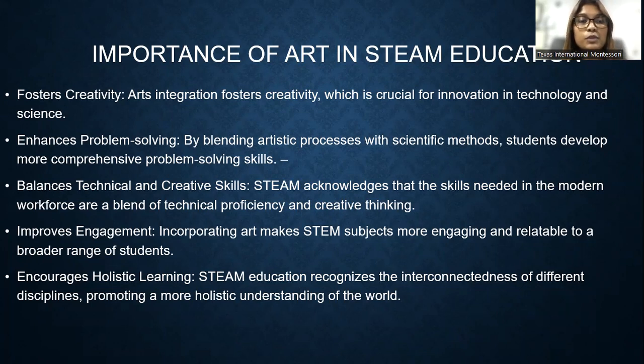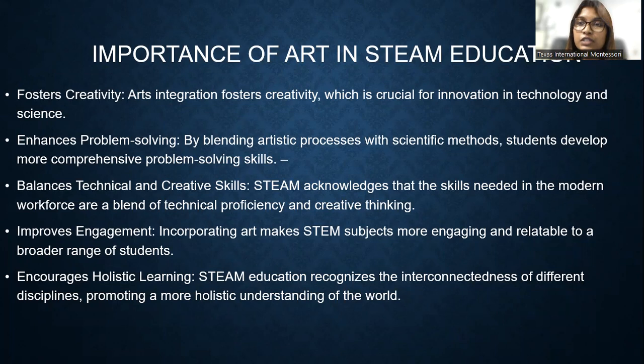Number two, enhances problem solving. So when you blend artistic processes with scientific methods, you find solutions for a lot of things. Okay, so children started becoming more divergent. We have heard of a concept called divergent thinking. So under divergent thinking, there is one well-defined problem, and you get multiple solutions. So what are these multiple solutions? You have one problem and multiple solutions. You think of multiple solutions.